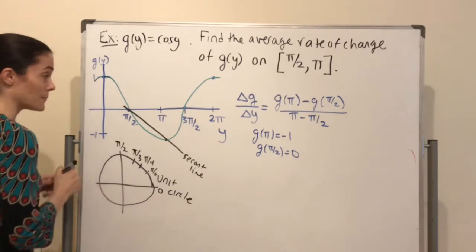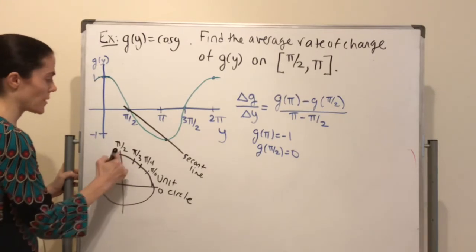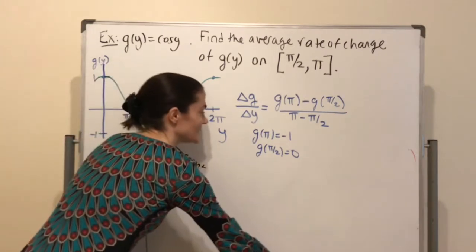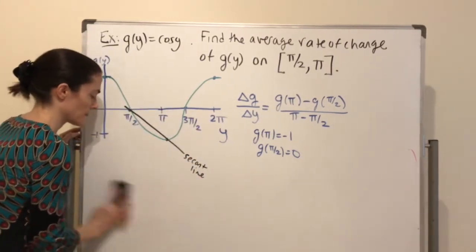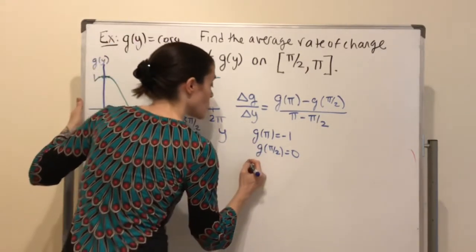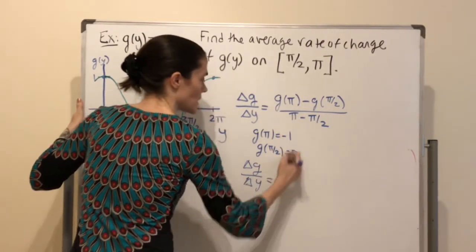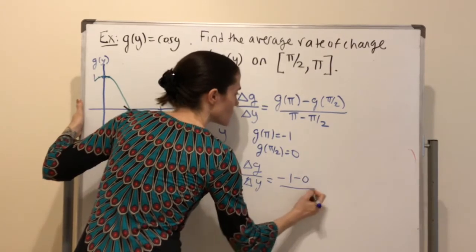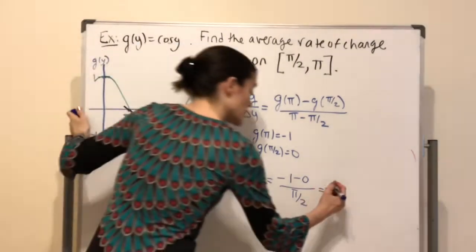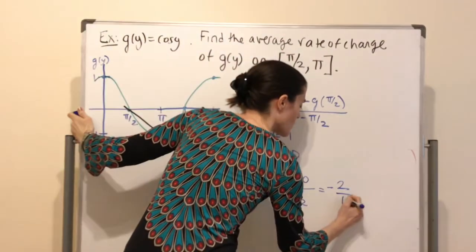But here, pi is out here, cosine x value minus 1, and pi over 2 is here. We also see it on the graph of the cosine. Okay, maybe I'll erase my unit circle. Back to this example. So we get the change in G over the change in y is minus 1 over pi over 2, which is, well, we could invert and multiply and we get negative 2 over pi.